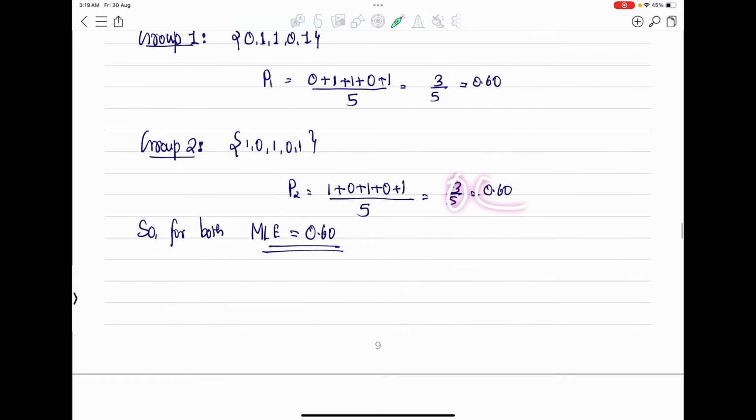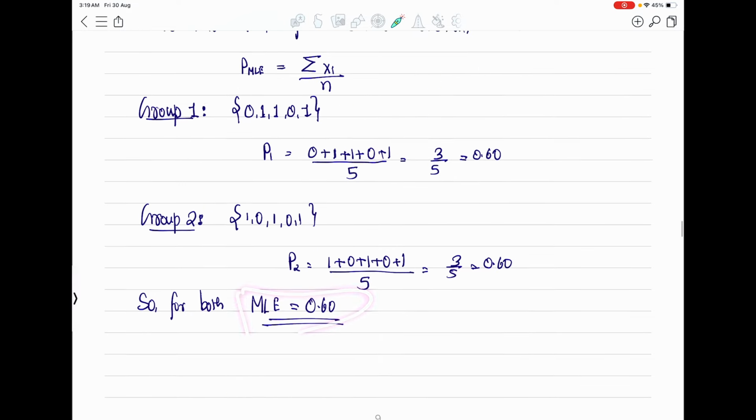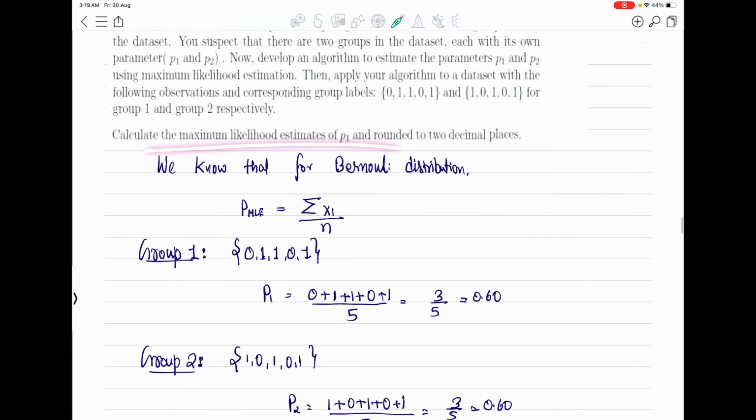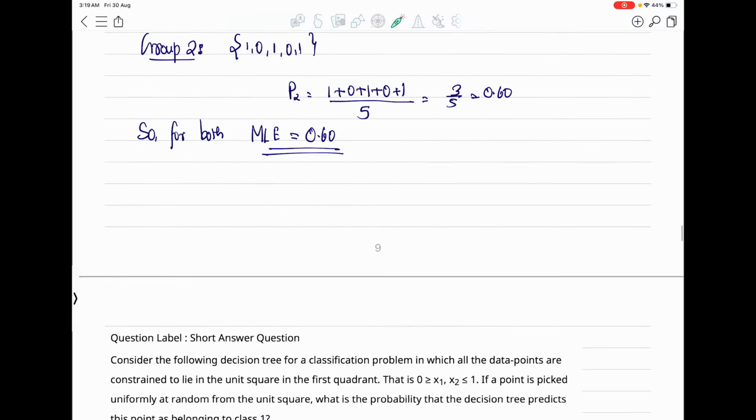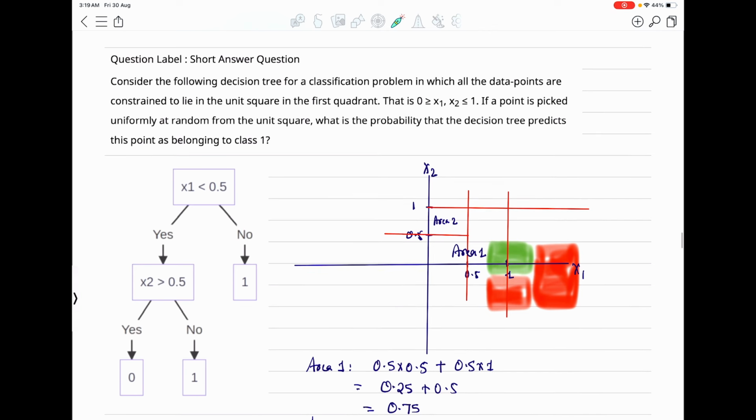Similarly, for group 2, we will calculate, this is also 3 by 5, that is 0.60. So for both the cases, MLE is nothing but 0.60. That will be our answer. That is the maximum likelihood for P1, rounded to 0.2. So P1 is this, so this is our 0.6.